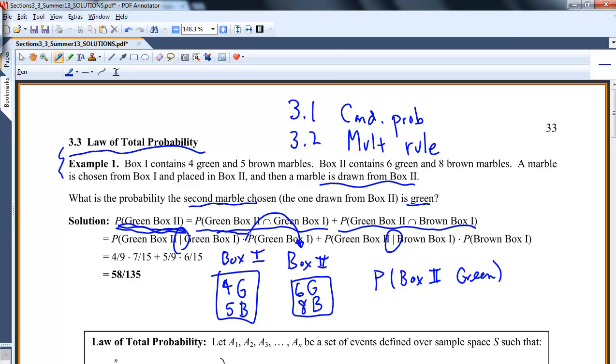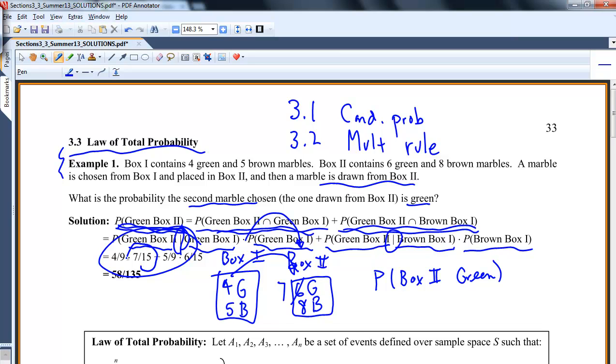So by definition, we did the multiplication rule. To find the probability of this happening, you're just conditioning on the first event. So the probability of pulling a green out of box 2, given you got a green out of box 1, times the probability you got a green out of box 1 in the first place, plus the probability you pull a green out of box 2, given you pulled a brown from box 1, times the probability that even happened. I hope my numbers make sense. What's the probability I pull a green out of here given a green came over? If a green comes over, it changes the number of greens I have over here to 7. So that's where you're seeing the 7 over 15.